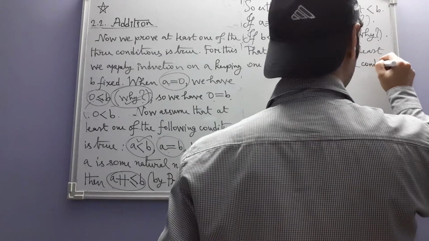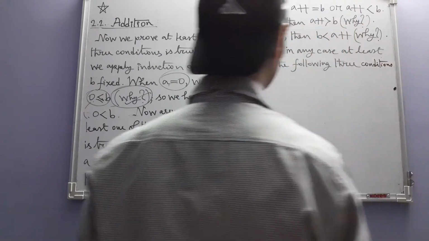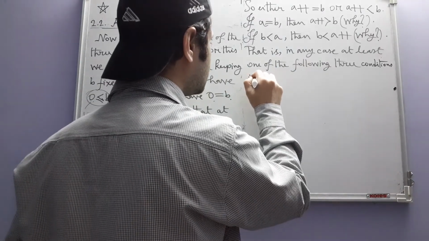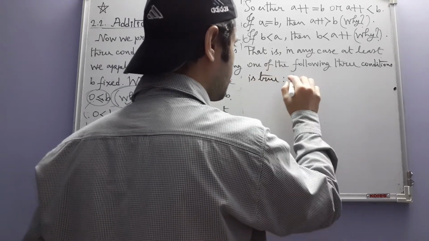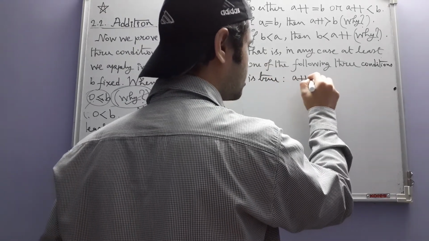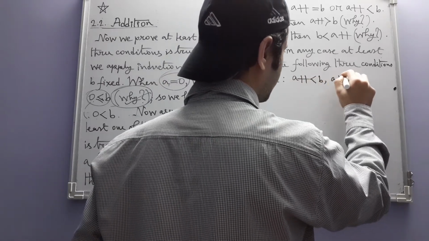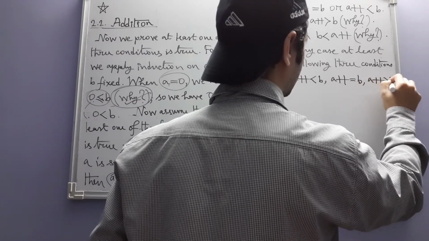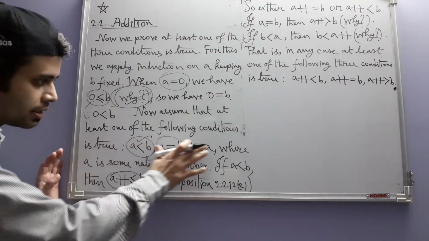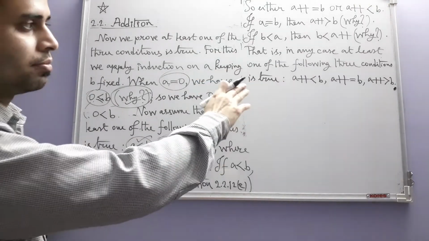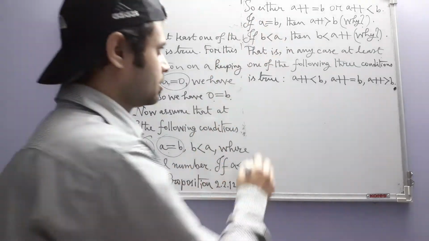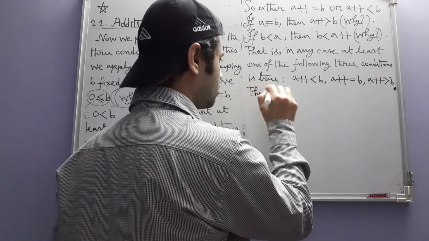So the following three conditions, so that is, in any case at least one of the following three conditions is true. What are the conditions? A plus plus is less than B, A plus plus is equal to B, and A plus plus is greater than B. So this is the induction hypothesis. This is the same thing when we have A plus plus in place of B. So that's what we have in every case. This completes the induction.